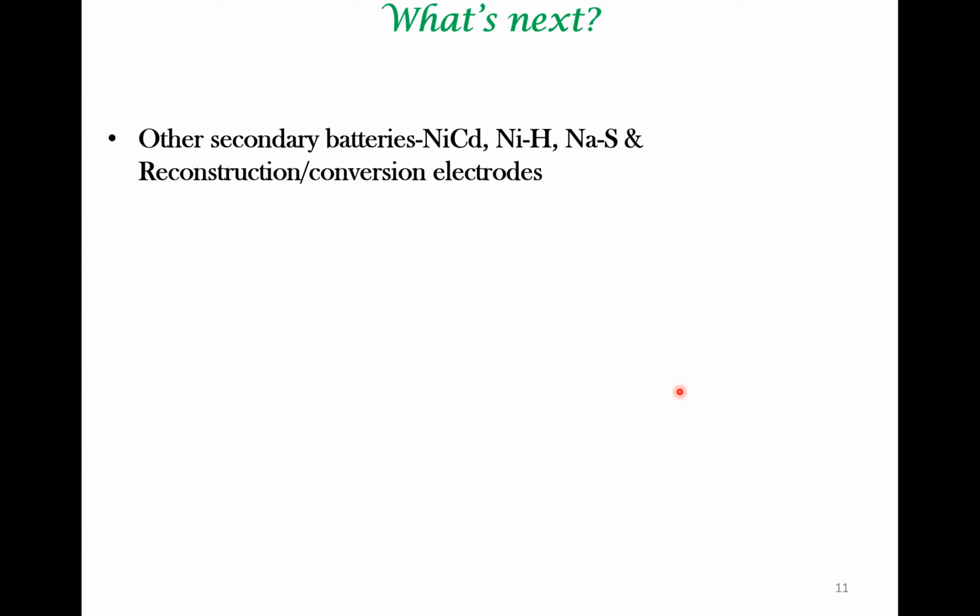What is next? We would look into some other secondary battery chemistries. Some were not successful, even though they had some initial promise, but still some other battery chemistries are also practiced, NiCad, nickel hydrogen, and so on. So we will look at these battery chemistries in the next lecture.